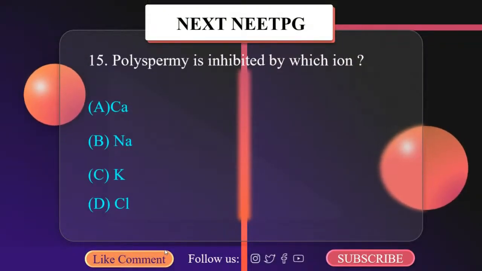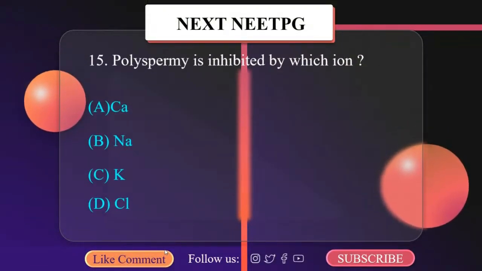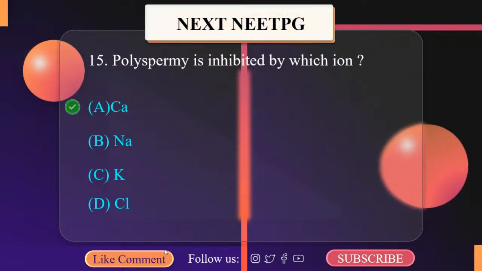Polyspermy is inhibited by which ion? A. Calcium, B. Sodium, C. Potassium, D. Chloride. It is calcium.